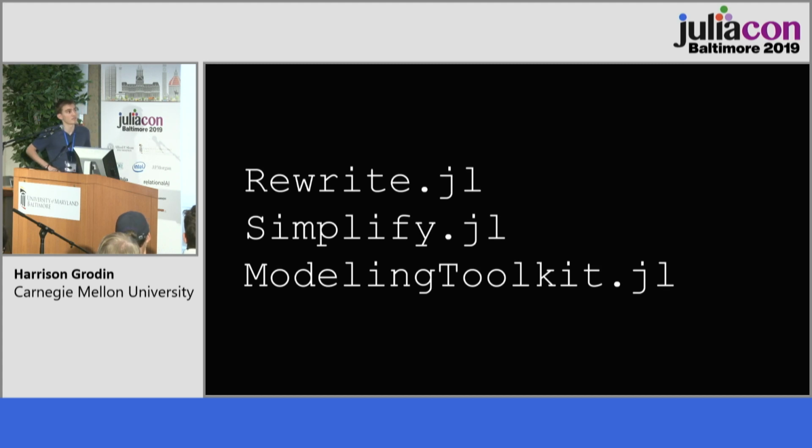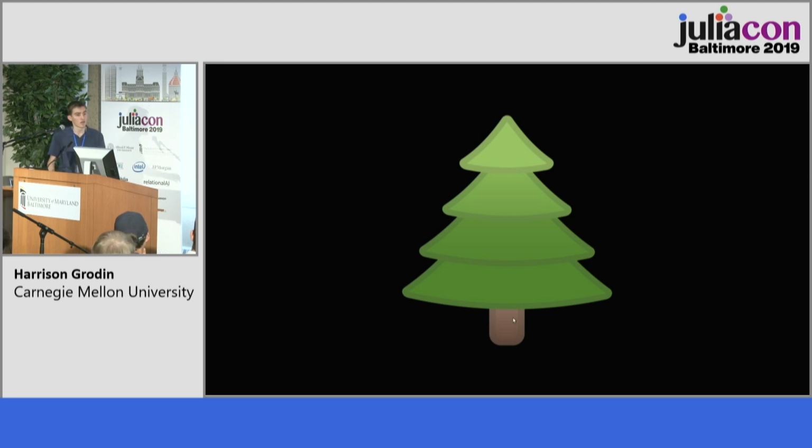The three packages I'm talking about today are Rewrite, which is the rewriting engine, Simplify, which is the algebraic simplification setup based on Rewrite, and ModelingToolkit, which is kind of at the top level for doing differential equation operations. So rewriting is just doing operations on trees, not this kind, but you know what I mean.